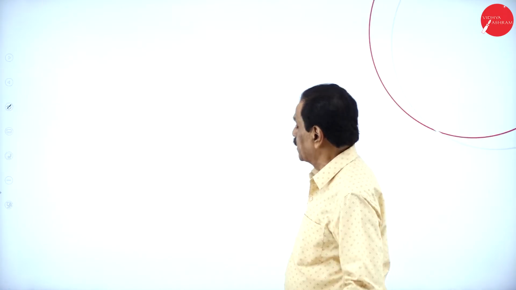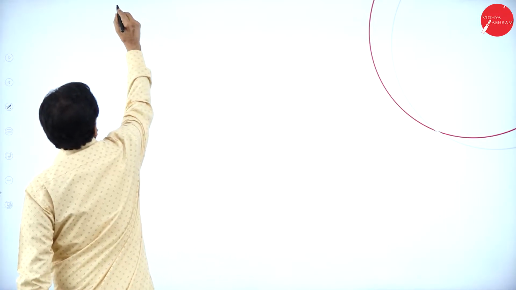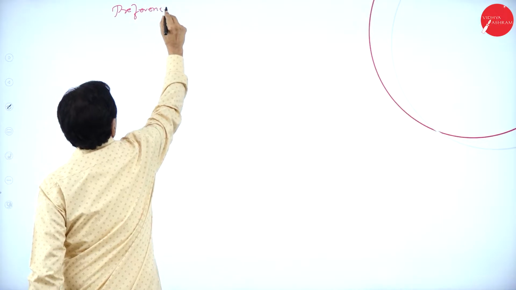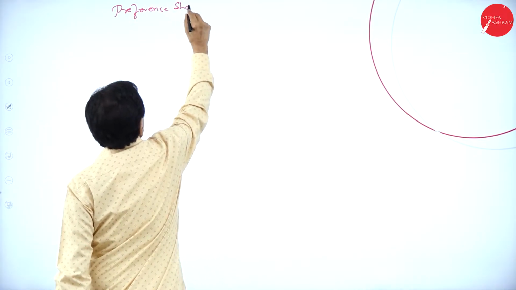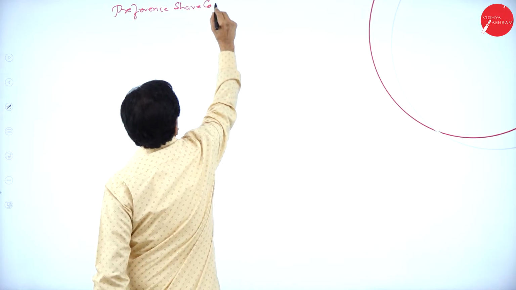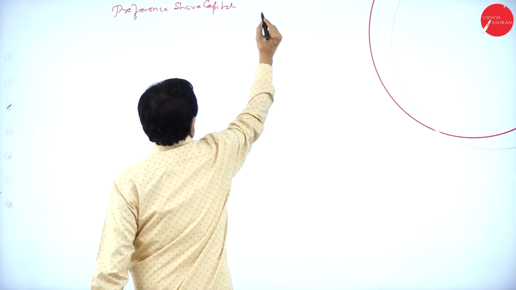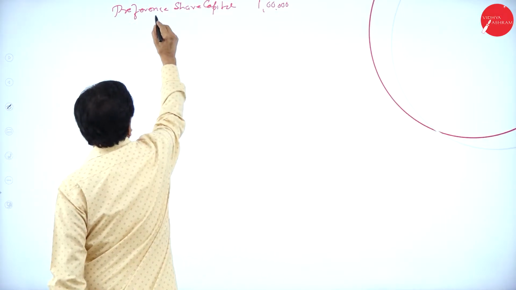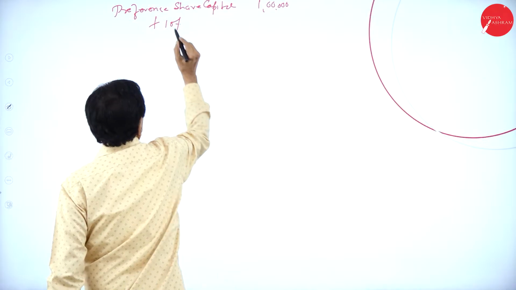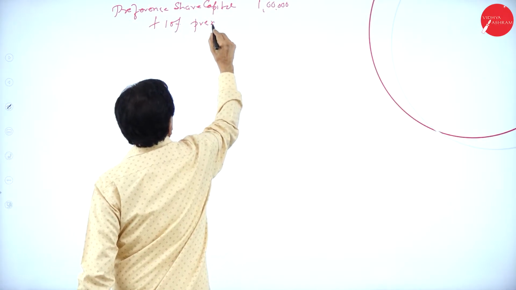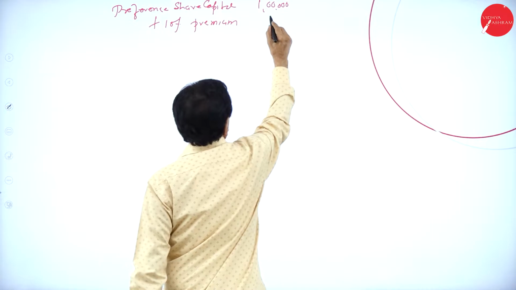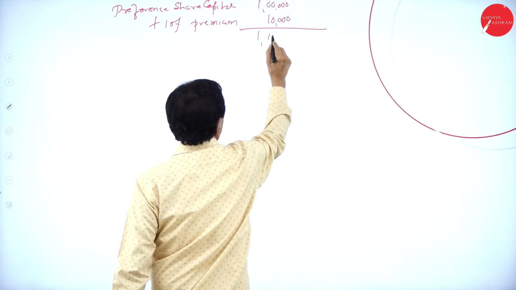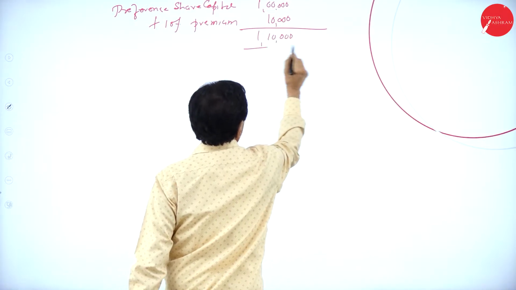We'll go with the working note here. Preference share capital is equal to 1 lakh, plus 10% premium is equal to 10,000. So totally you have to pay 1,10,000 payable.